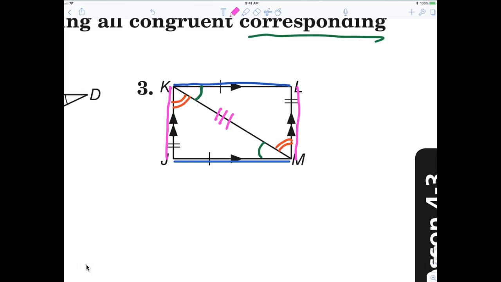Now, of course, I would not want you to write third angle theorem. You can if you want, right? You can just say if two angles of one triangle are congruent to two angles of another triangle, then the what? Third angle is congruent. All right, if you want to write third angle theorem, feel free.